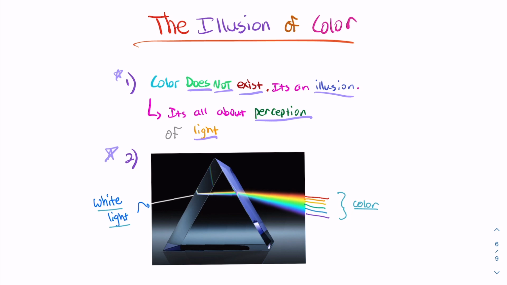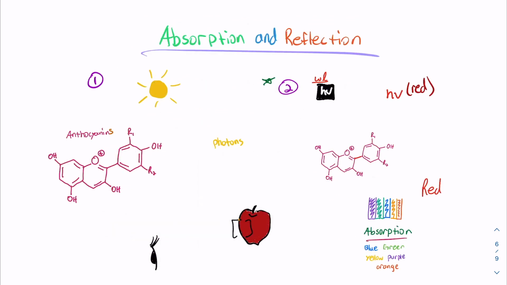So let's go to number 2 here. Just a reminder, white light is made up of all the colors of the color spectrum. And that's going to be an important fact as we move on in this video. So let's talk about why color is an illusion.